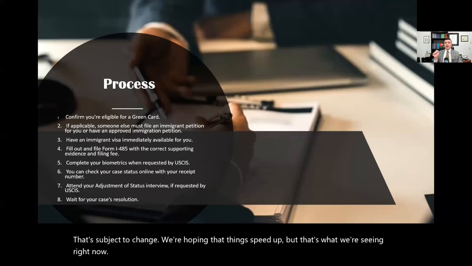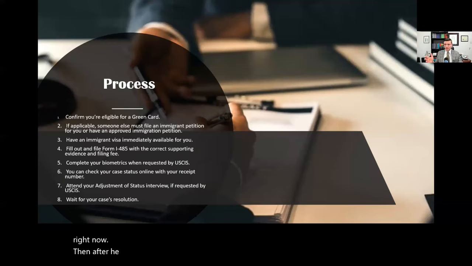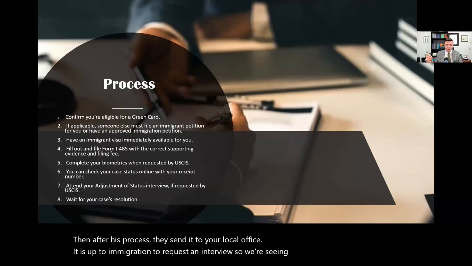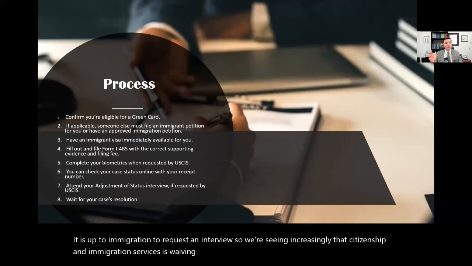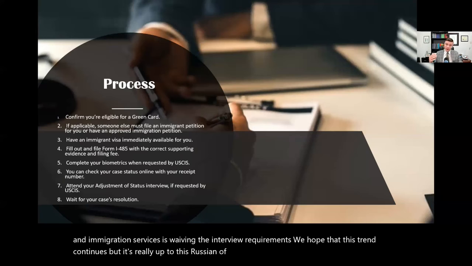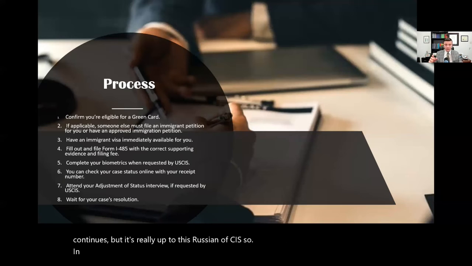Then, after your case is processed, they send it to your local office. It is up to immigration to request an interview. So we're seeing increasingly that Citizenship and Immigration Services is waiving the interview requirements. We hope that this trend continues, but it's really up to the discretion of CIS. So in most cases, they do schedule the interview. You must go to the interview.